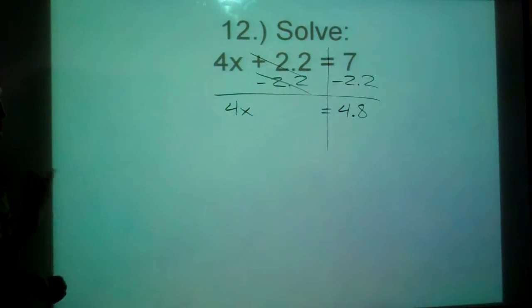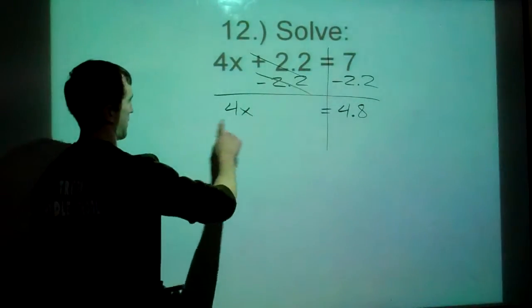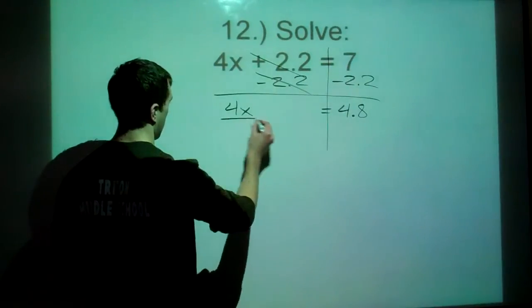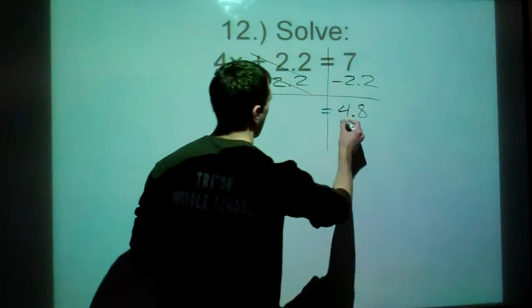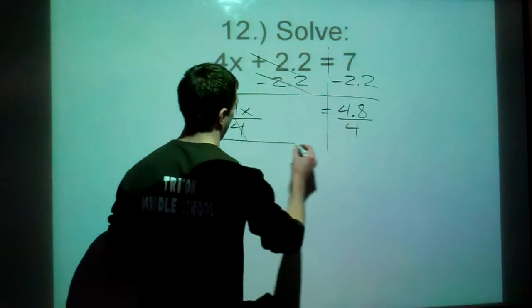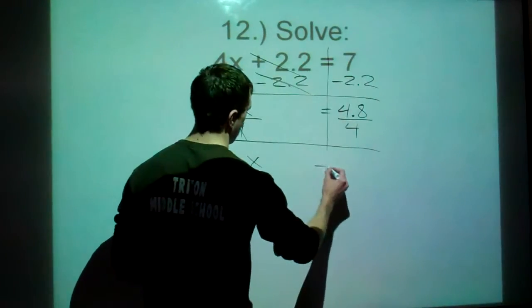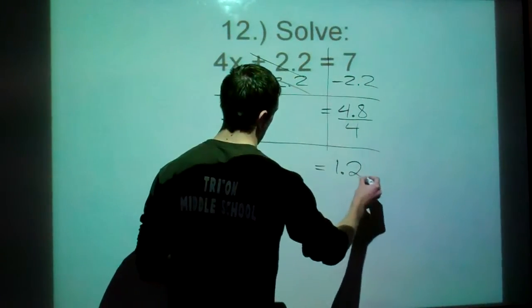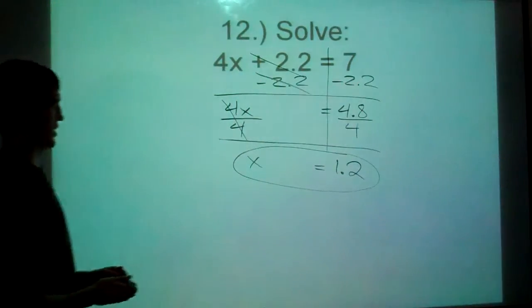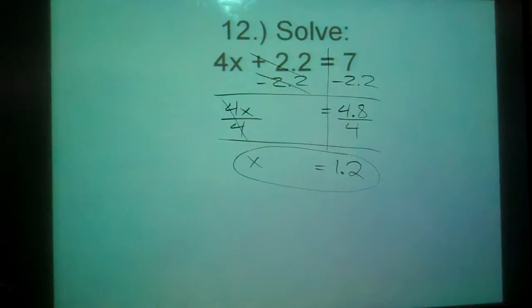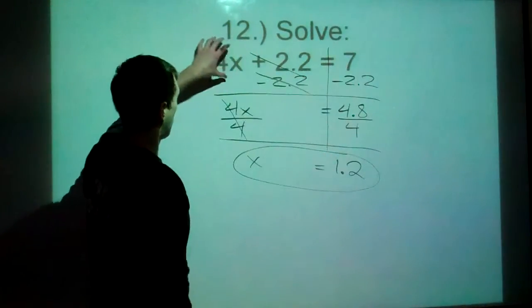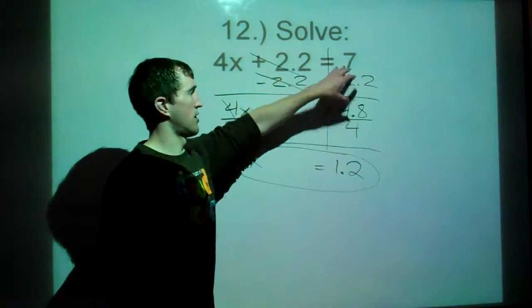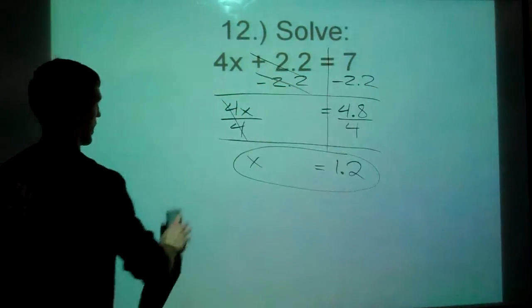Now we have 4 times what equals 4.8? Well, we want to do the opposite of times, so we will divide. And we do that because 4 divided by 4 is 1, so they cancel out. 4.8 divided by 4 is 1.2. So x should be 1.2. If we want to go ahead and check that, we will do 4 times 1.2, add 2.2 to that answer, and we should get 7. That's how we would check it.